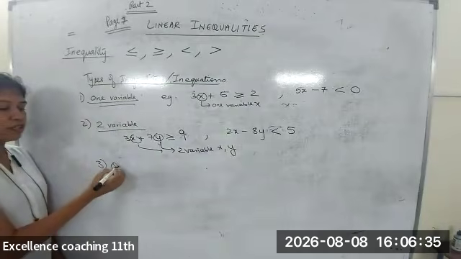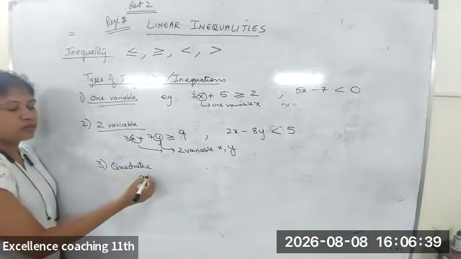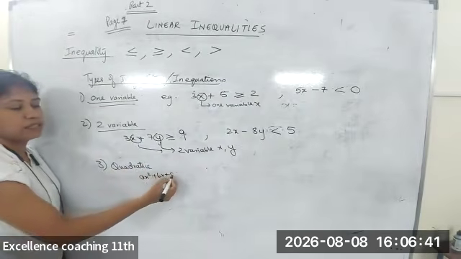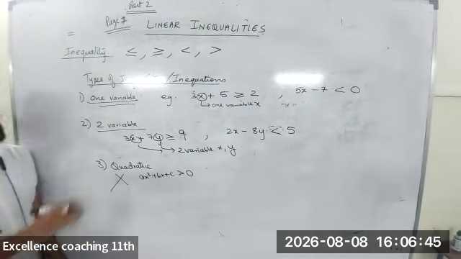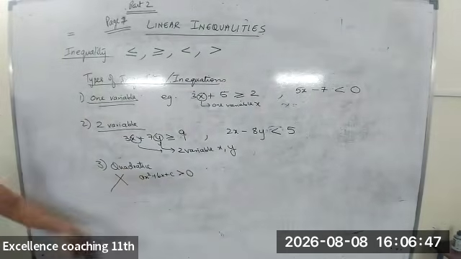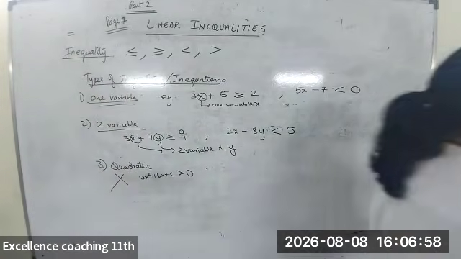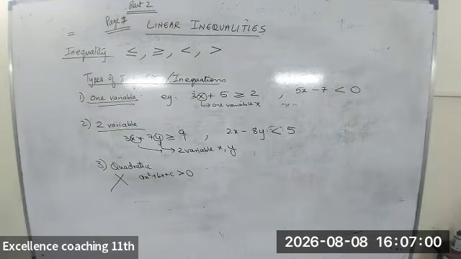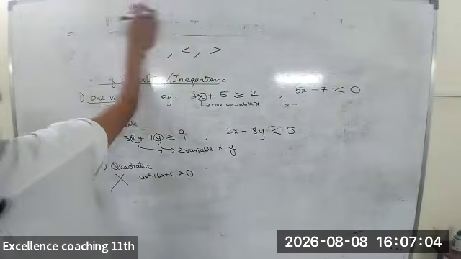The quadratic ones are not there for us. Quadratic, which has ax square plus bx plus c greater than 0, this type we do not have. With square ones we don't have in this chapter. So we have only one variable type and two variable type. Okay, and you don't have to learn this by heart. The main thing comes now while solving: there are two rules. These two rules you have to know properly.